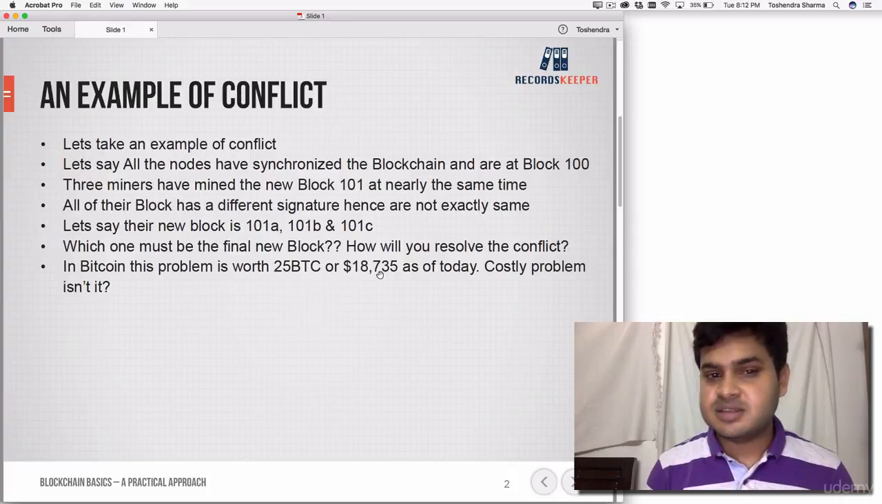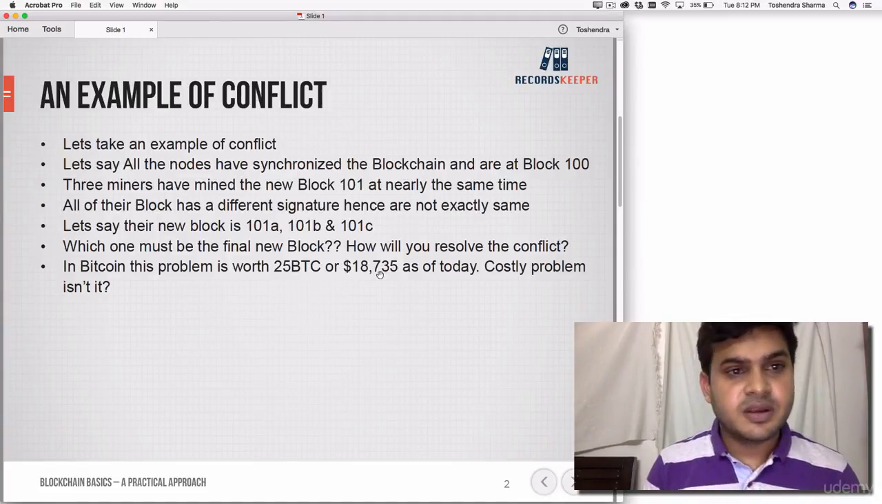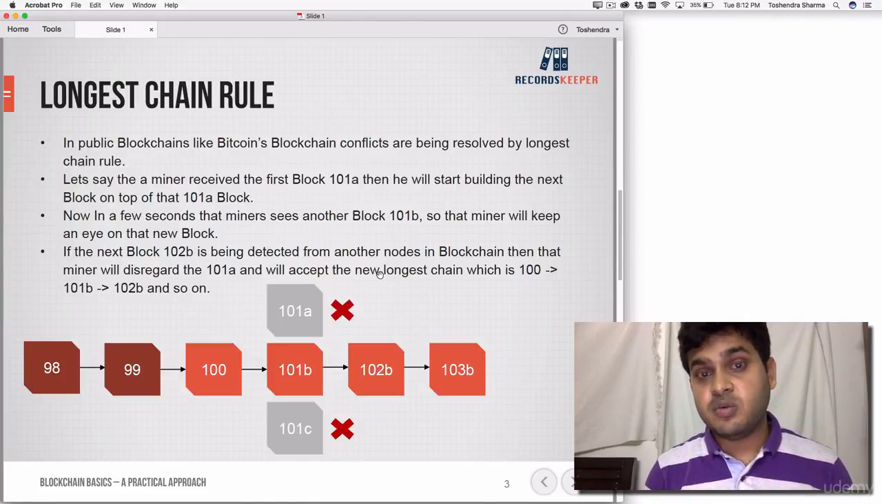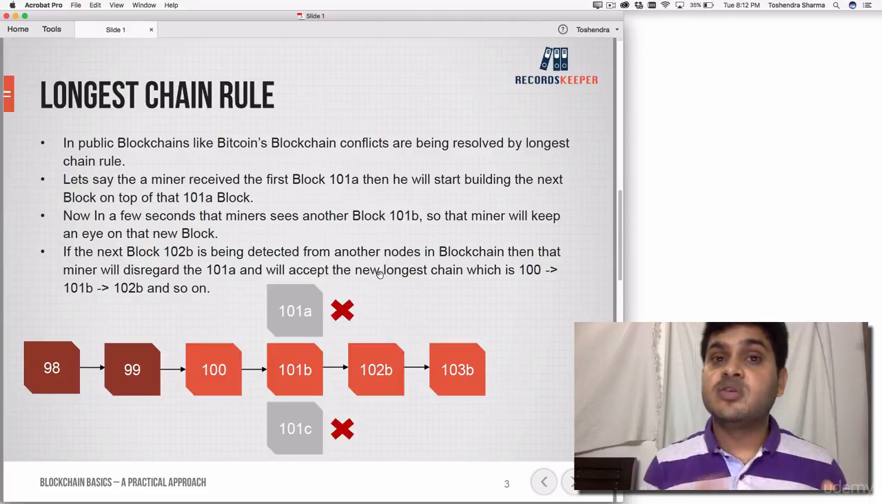In Bitcoin, this is a very expensive problem. You know that it's 25 Bitcoins for one block, and that's worth $18,735 as of today. So it's a very expensive amount, and we need to solve this problem very carefully. The answer is the longest chain rule. In the longest chain rule, everybody follows the longest chain and ignores the shorter chain.